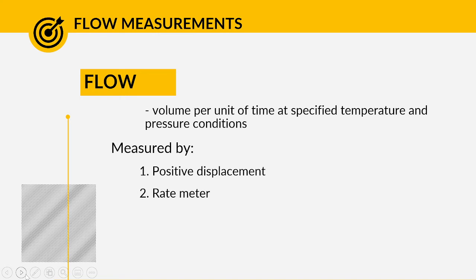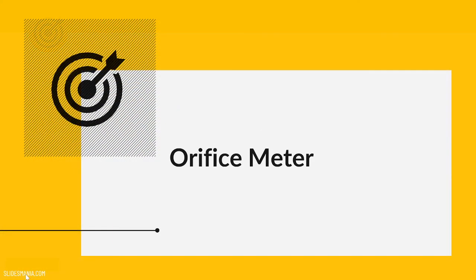Flow is measured by either positive displacement or rate meter. Positive displacement can be used when the flow is divided into isolated measured volumes, while rate meter applies to all types of flow meters through which the material passes without being divided into isolated quantities. Let's proceed to the first type of flow meter. We have the orifice meter.